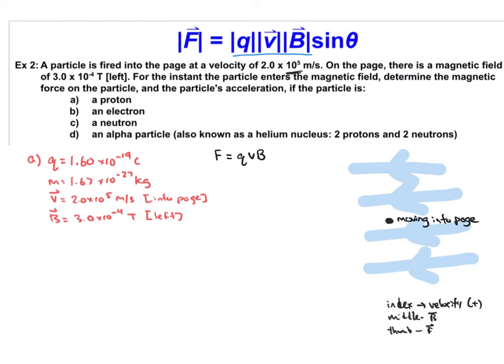And in terms of sine of theta, the angle is 90 degrees. So the angle is between the velocity and the magnetic field. So if the velocity is going into the page and the magnetic field is going left, they make a 90-degree angle with each other. So it is just sine of 90 degrees, which is nice because sine of 90 degrees is 1. So anything times 1 is itself, so we can kind of cross it out of our equation. Okay, so I'm basically multiplying QVB.